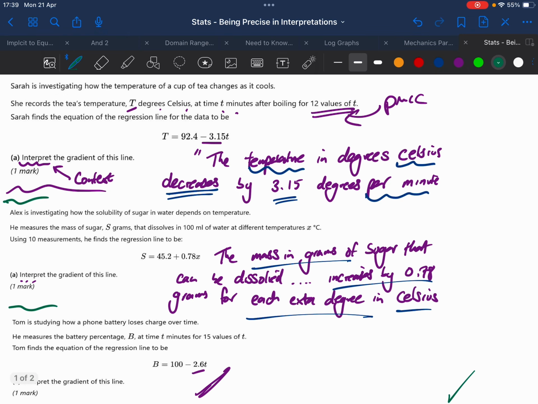Okay, so next time you've got some of these 1 mark questions, or even in your hypothesis testing as well, when you're making a conclusion, just make sure that you really are being particular enough, because it's very, very easy to drop marks and really not that hard to pick up if you take your time and read it carefully.